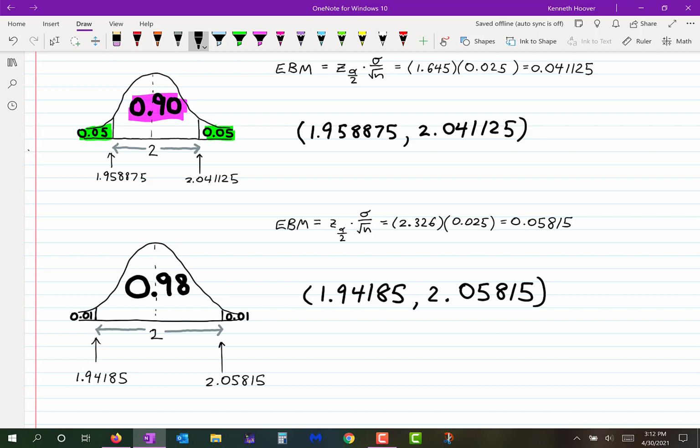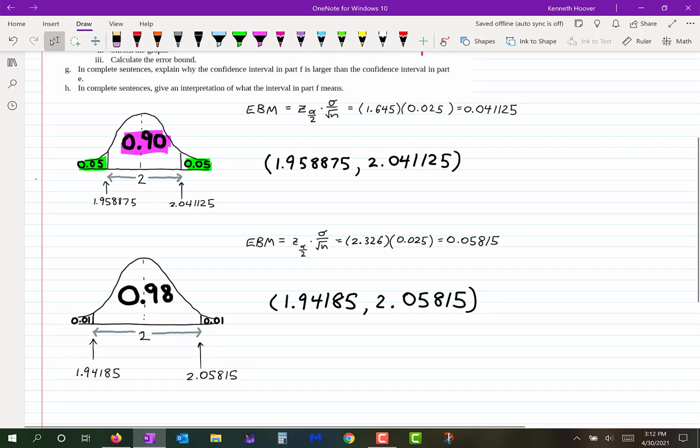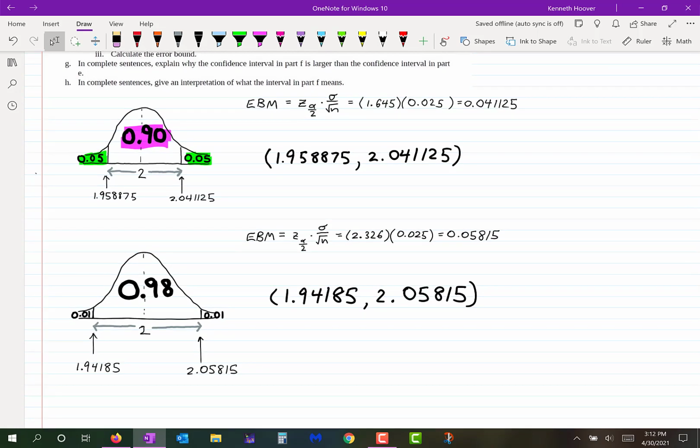Now let's scroll back up and see what the last couple of questions ask for. G says, in complete sentences, explain why the confidence interval in part F, that's this interval, is larger than the confidence interval in part E, which is this one. Then there's also question H, which means give an interpretation of what this means. So I'm going to answer both of those. Actually, I'm going to answer question H first because that helps explain the answer for question G.